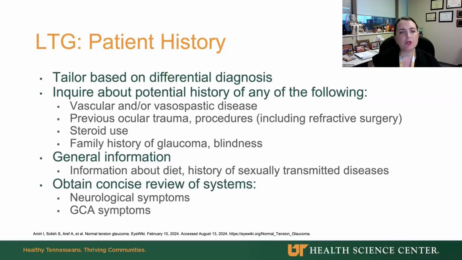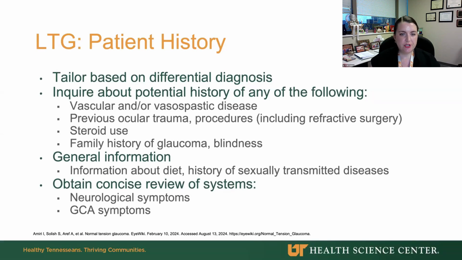So, you should elicit a history based on your differential diagnosis. And so you ought to inquire in these patients about any potential history of the following, and we've discussed this already before: vascular and/or vasospastic diseases, and as with all glaucoma patients, ask about a history of ocular trauma, previous procedures, including refractive surgery, steroid use, family history of glaucoma, and blindness.